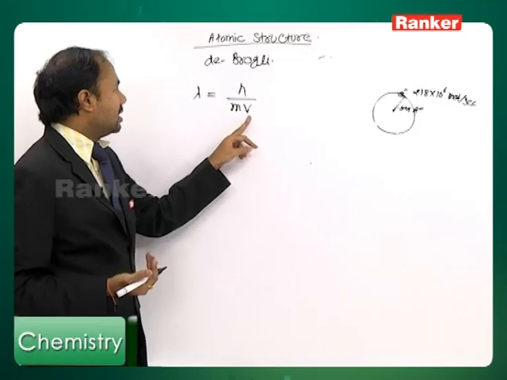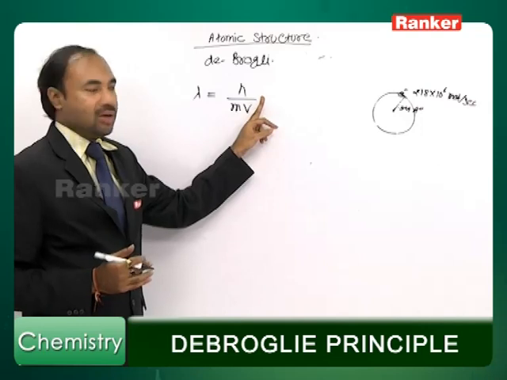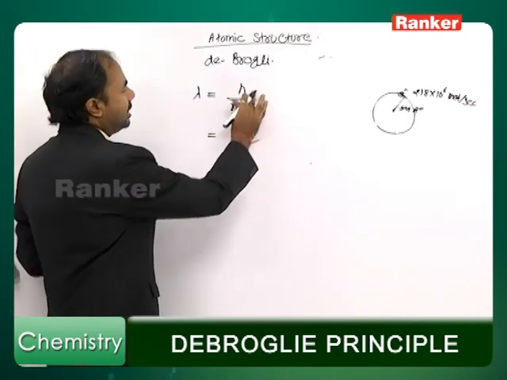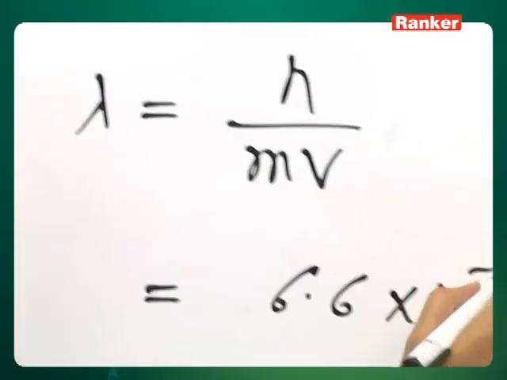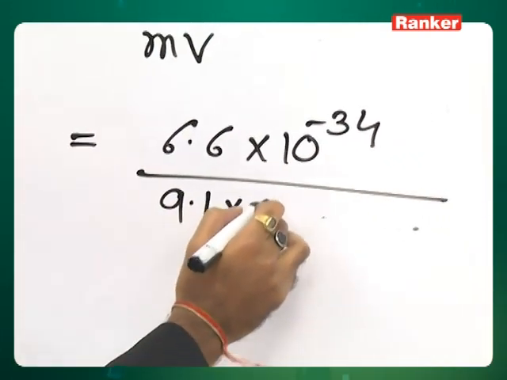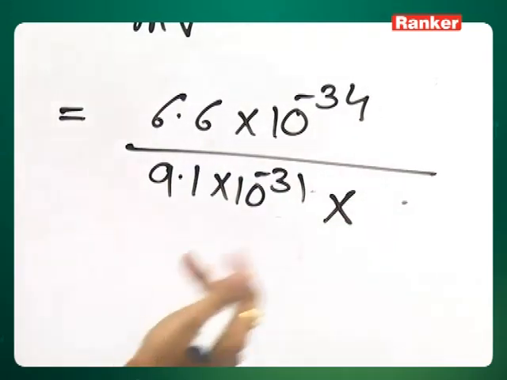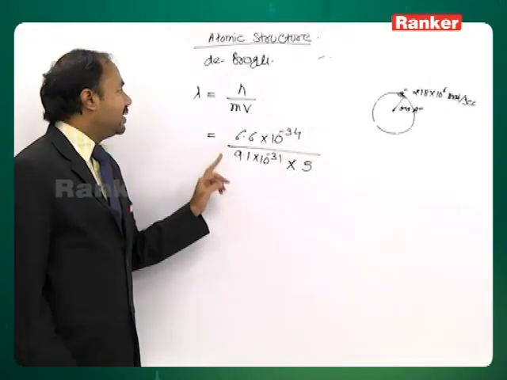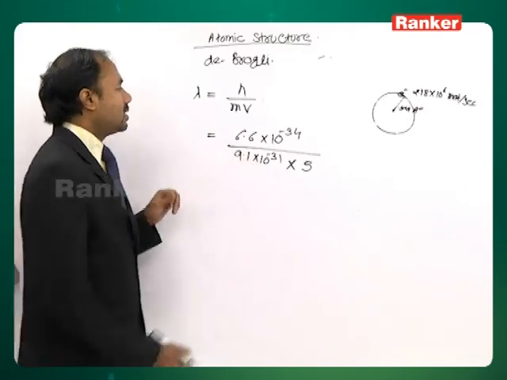For example, suppose an electron is moving at the speed of 5 meters per second, find its de Broglie wavelength. So how will it be solved? Lambda will be equal to h, which is 6.6 into 10 to power minus 34, upon m, which is 9.1 into 10 to power minus 31 kg, and velocity, which we can put as anything if we assume it is moving with a speed of 5 meters per second. On solving this, we get the wavelength of the moving electron. This comes out in meters.